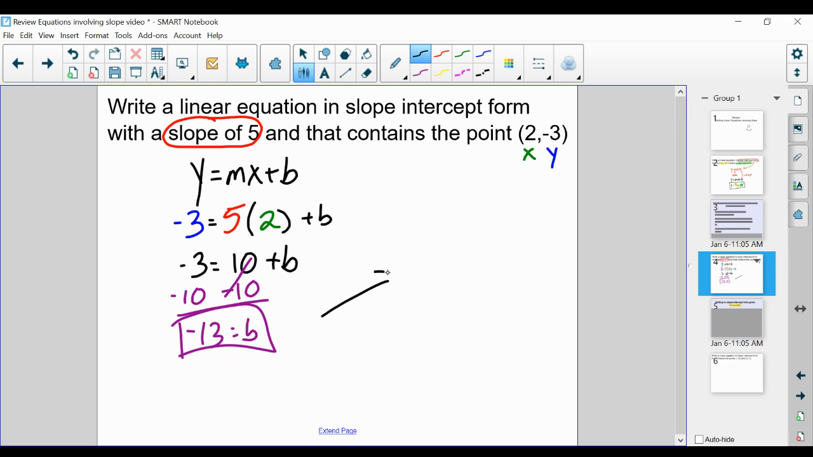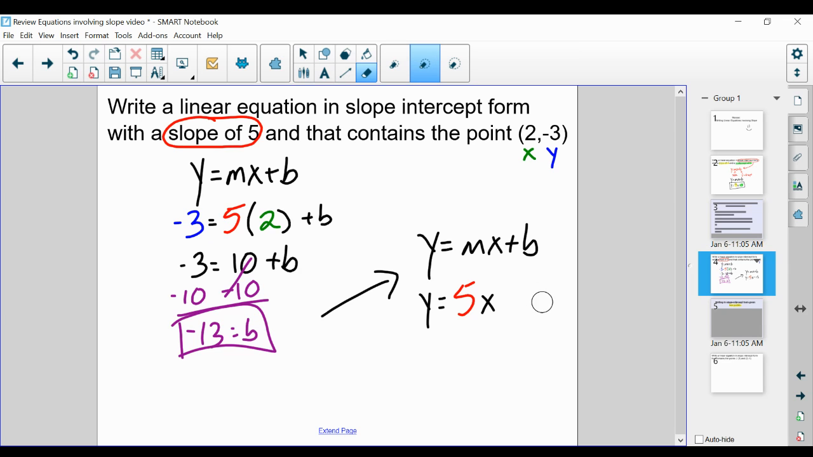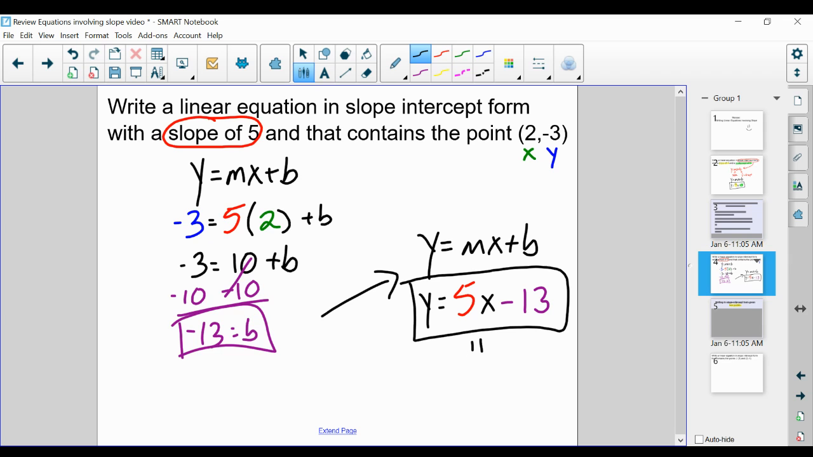So we're going to take all of this, rewrite slope-intercept form, y equals mx plus b. And now we know in slope-intercept form, we need the slope and we need the y-intercept. So it's going to turn out to y is equal to 5, because that's our slope, times x, minus 13, which is our y-intercept. Let me adjust that color. There we go. That's much better. So our final answer is y equals 5x minus 13.